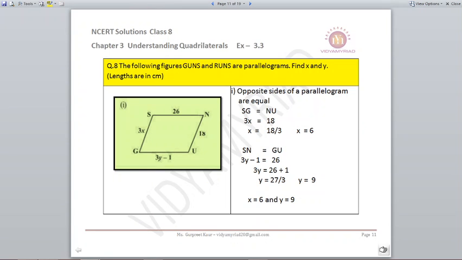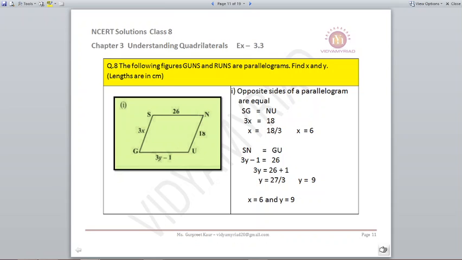Now here in the following figures we need to find out the value of x and y. Now if you see, this is in the form of a parallelogram. We know that SG will be equal to NU and SN will be equal to GU. Why? Because opposite sides of a parallelogram are equal. Now it means that 3x will be equal to 18 because the sides are equal. So we can find out x equal to 6.